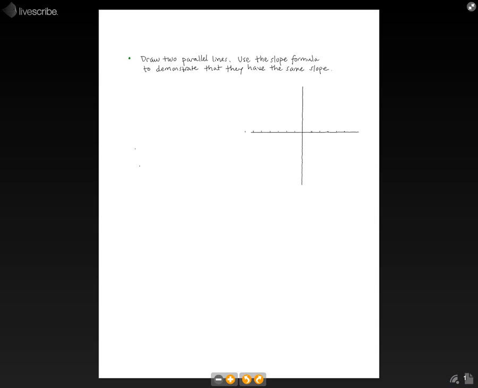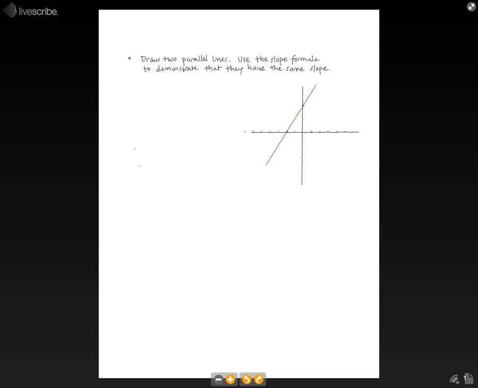This question asks us to draw two parallel lines and then use the slope formula to demonstrate that these two parallel lines have the same slope. So I'm going to start by picking some points on my plot over here and connecting them to draw a straight line.